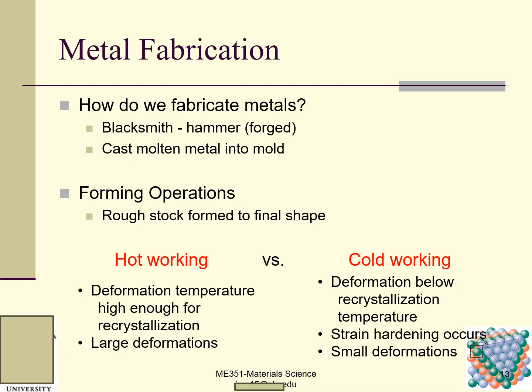And forming operations, where rough stock is formed to final shapes. Then we talk about hot working versus cold working. In hot working, the deformation temperature is high enough for recrystallization, so this includes large deformations. For cold working, usually the operating temperature is much lower than the recrystallization temperature. For example, strain hardening will occur, and usually this is a small deformation, but this is just comparative.